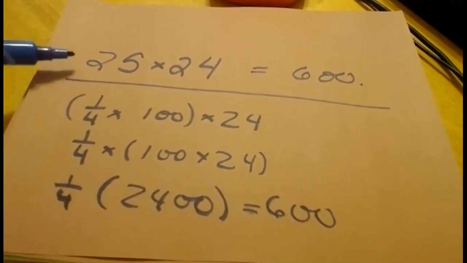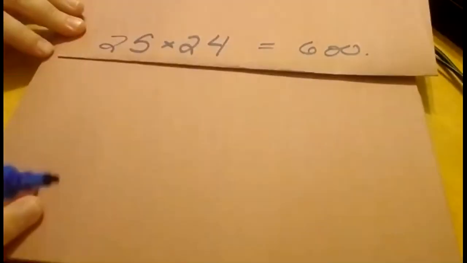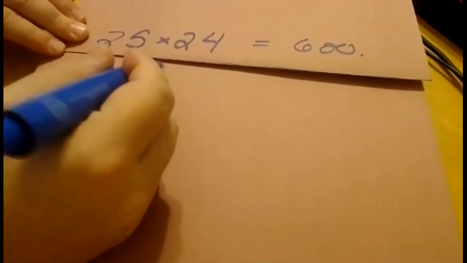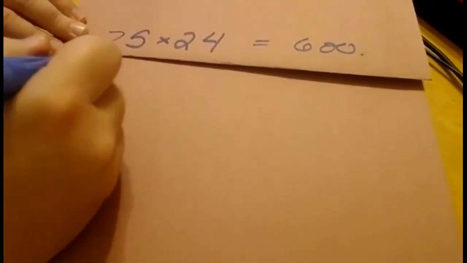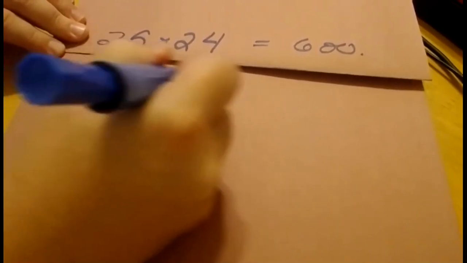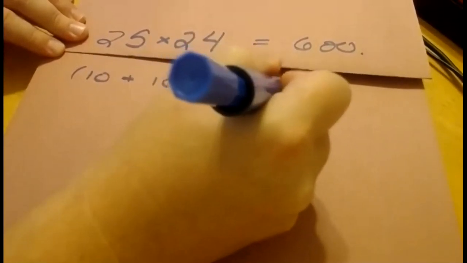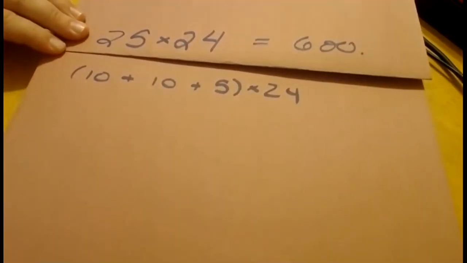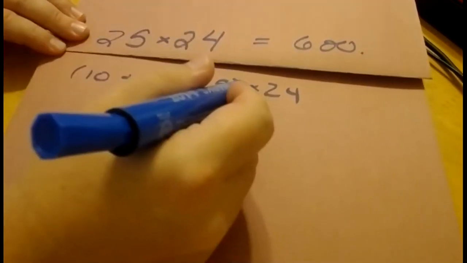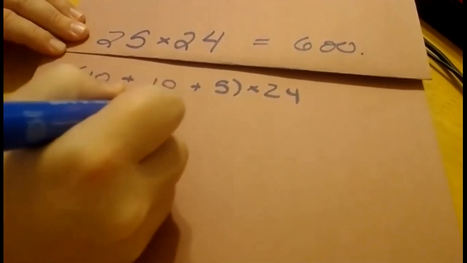Another way you might want to think about doing it is taking this 25 and splitting it up. So if you take the 25 and split it up, it would look something like this. Okay, 25 times 24. Let's change 25 times 24 into 10 plus 10 plus 5 times 24. Is that not the same? Of course it is. The distributive property, because this is times, means you got 240 plus 240.